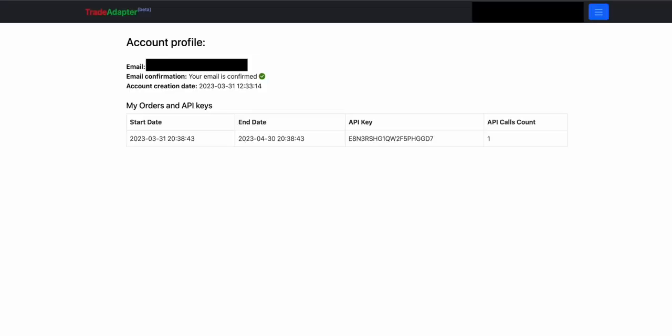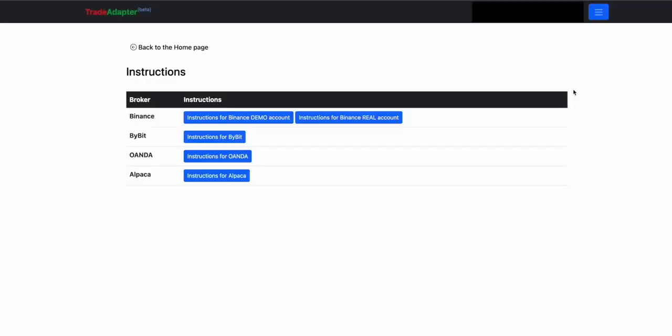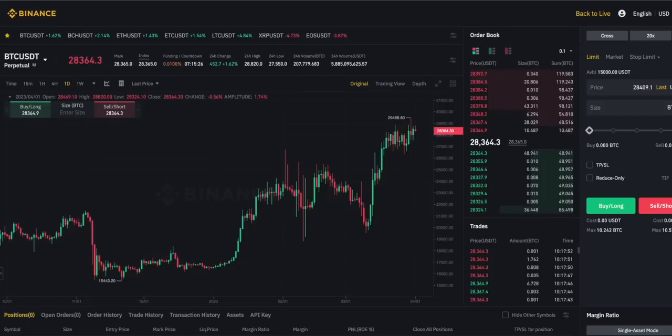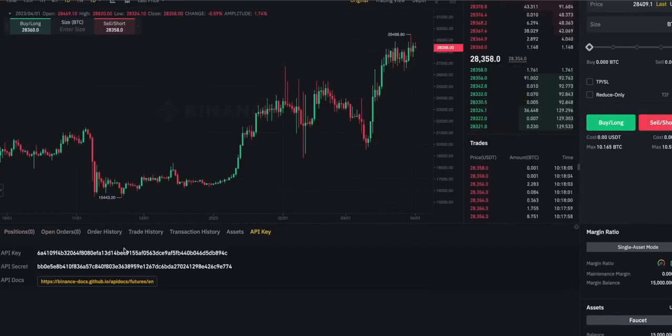So first of all, go to a website called Trade Adapter. This website will serve as a bridge. Then open the instructions. Here we find instructions for different brokers. For example purposes, I'm going to use the Binance demo account. So we see the first step is to go to testnet.binancefuture.com. The second step is to find your API key and API secret. So once you log into Testnet Binance, scroll down and here you will find your API key. These are the 2 keys you're gonna need.